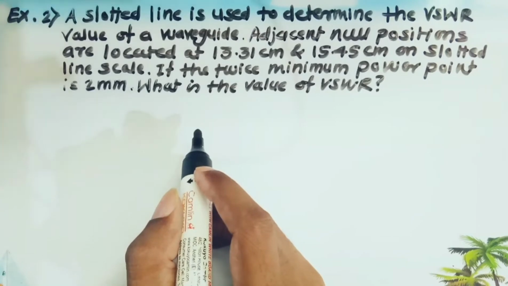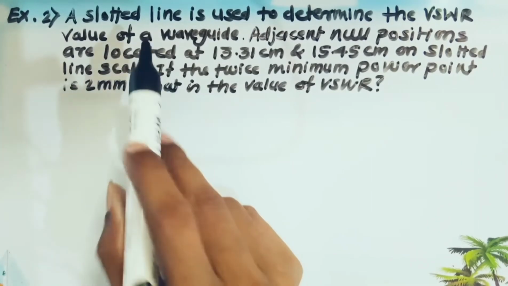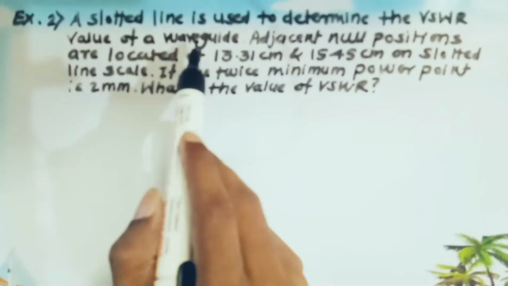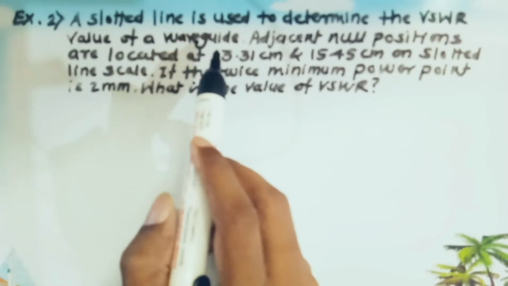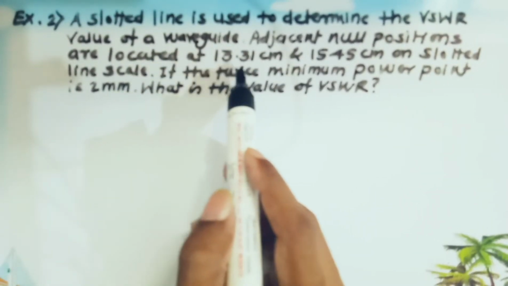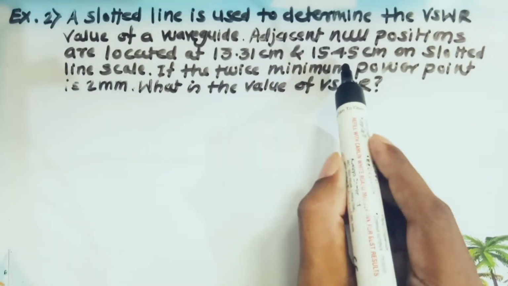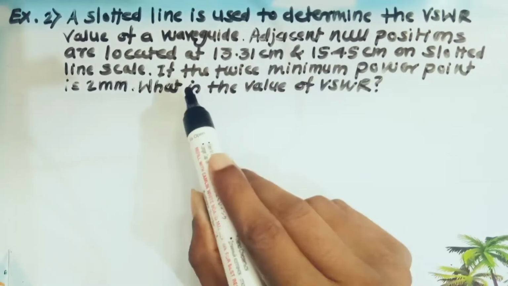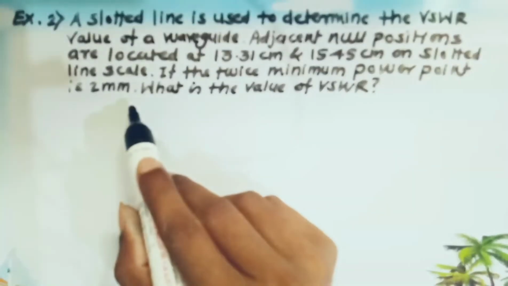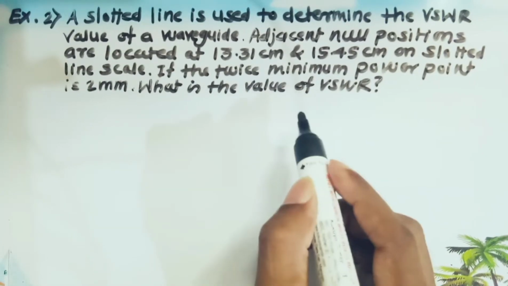Now let's consider another numerical. A slotted line is used to determine the VSWR value of a waveguide. The adjacent null positions are located at 13.31 cm and 15.45 cm on the slotted line scale. If the twice minimum power point is 2 mm, then what is the value of VSWR? So we have to calculate the VSWR.